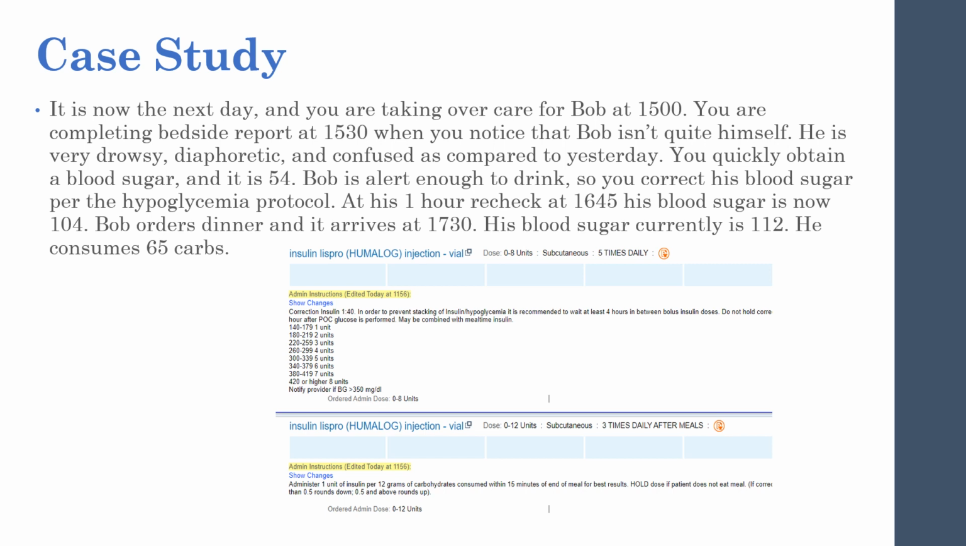At his 1-hour recheck at 16:45, his blood sugar is now 104. Bob orders dinner and it arrives at 17:30. His blood sugar is currently 112, and he consumes 65 carbs.